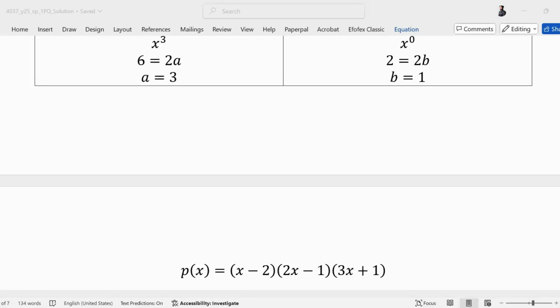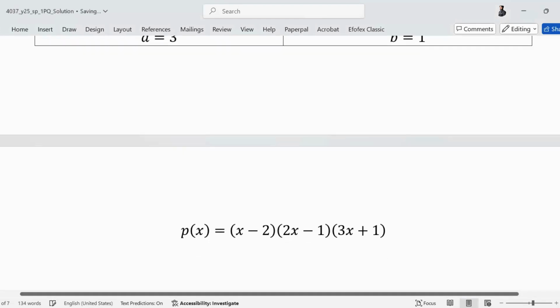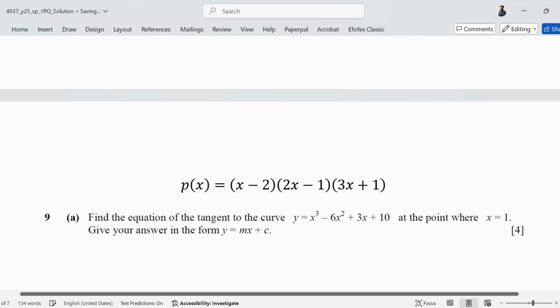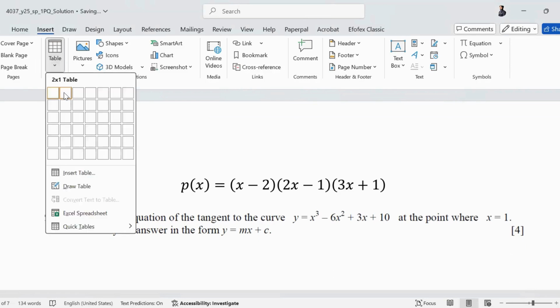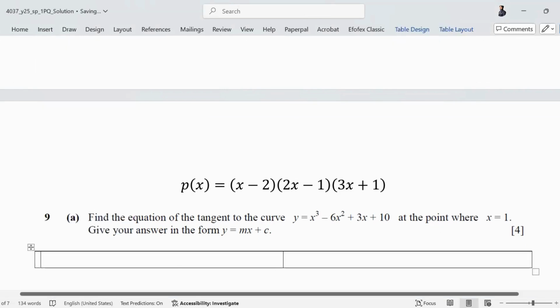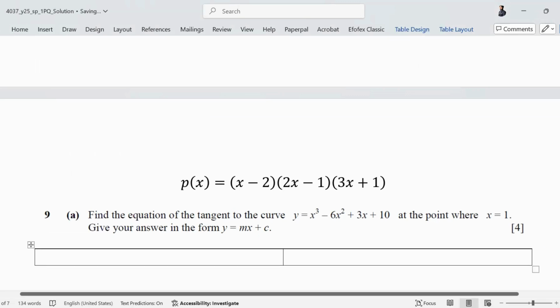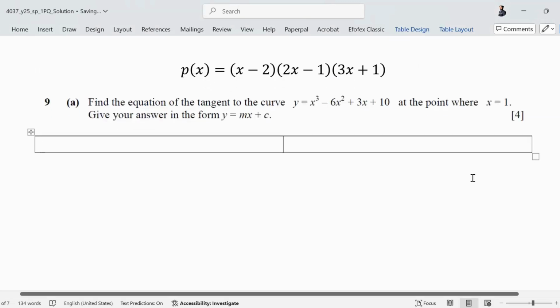Okay, so moving on to question number 9. Find an equation of the tangent to the curve this at the point where x is 1. In order to find the equation of a straight line, we need two things. We need the gradient and one complete point on the line. They haven't provided us with the gradient and neither have they provided us with a complete point on the line.